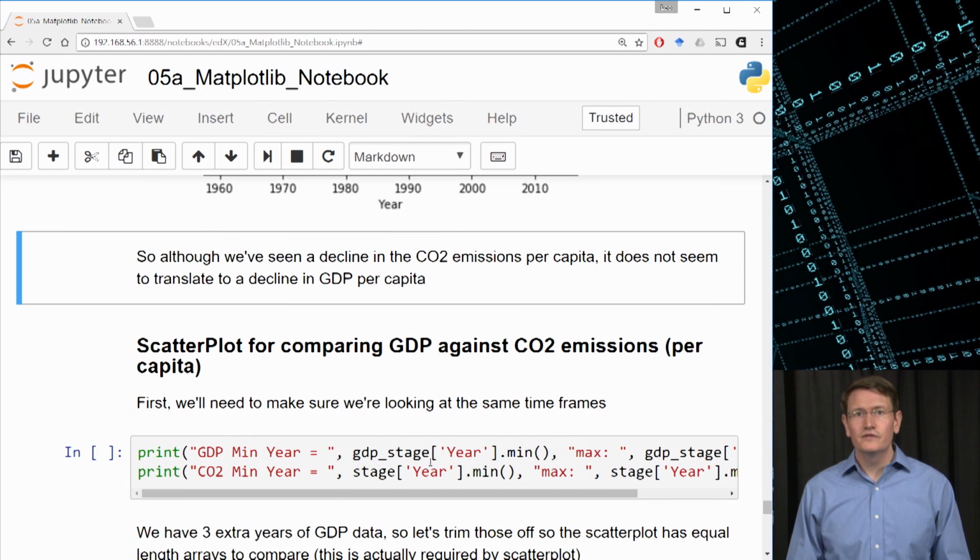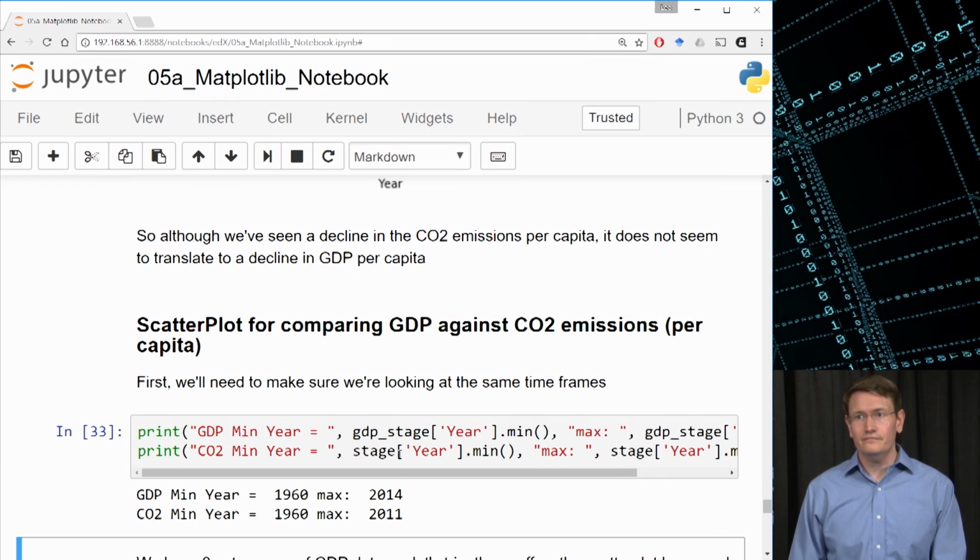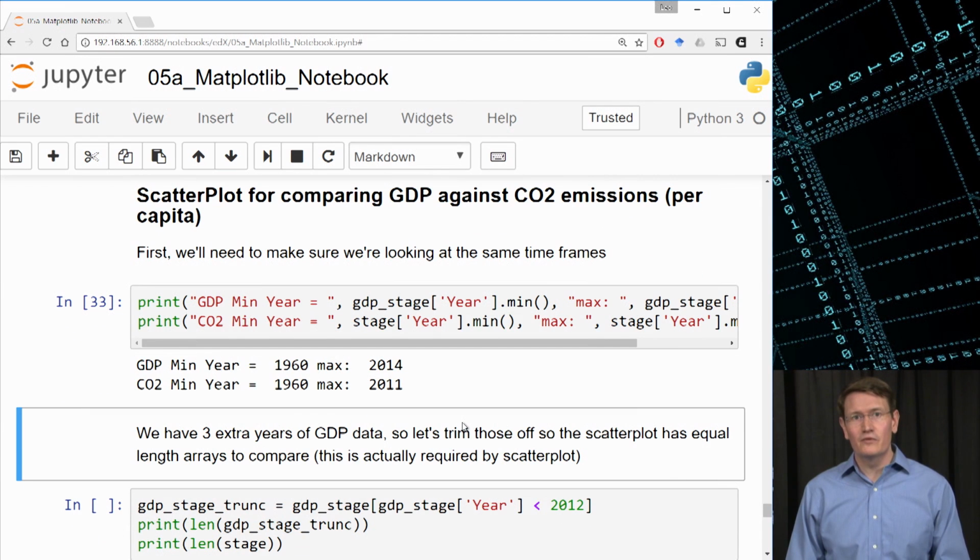So first, I'm going to need to make sure the time frames are the same by calling min and max on these columns. The reason I want to make sure that these are the same is that scatter plots require the same number of years in the data set. Ugh. So they both start in the same year, 1960, but I have more data for GDP than I do for CO2. So I need to have the same number of data points for the scatter plot, and to do that, I'm going to trim off those extra ones.